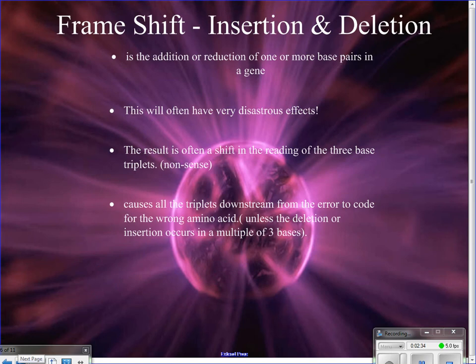Now, frame shifts, which include our insertions and deletions, these are more serious. What happens in these is that we either get the addition in an insertion or the reduction in a deletion of one or more base pairs in a gene. So this results in a shift in the reading of the bases, meaning that in many cases we get what's called a nonsense read. What happens is all the triplets downstream from the error code for the wrong amino acid, and this will occur unless the deletion or the insertion happens to include multiples of 3.